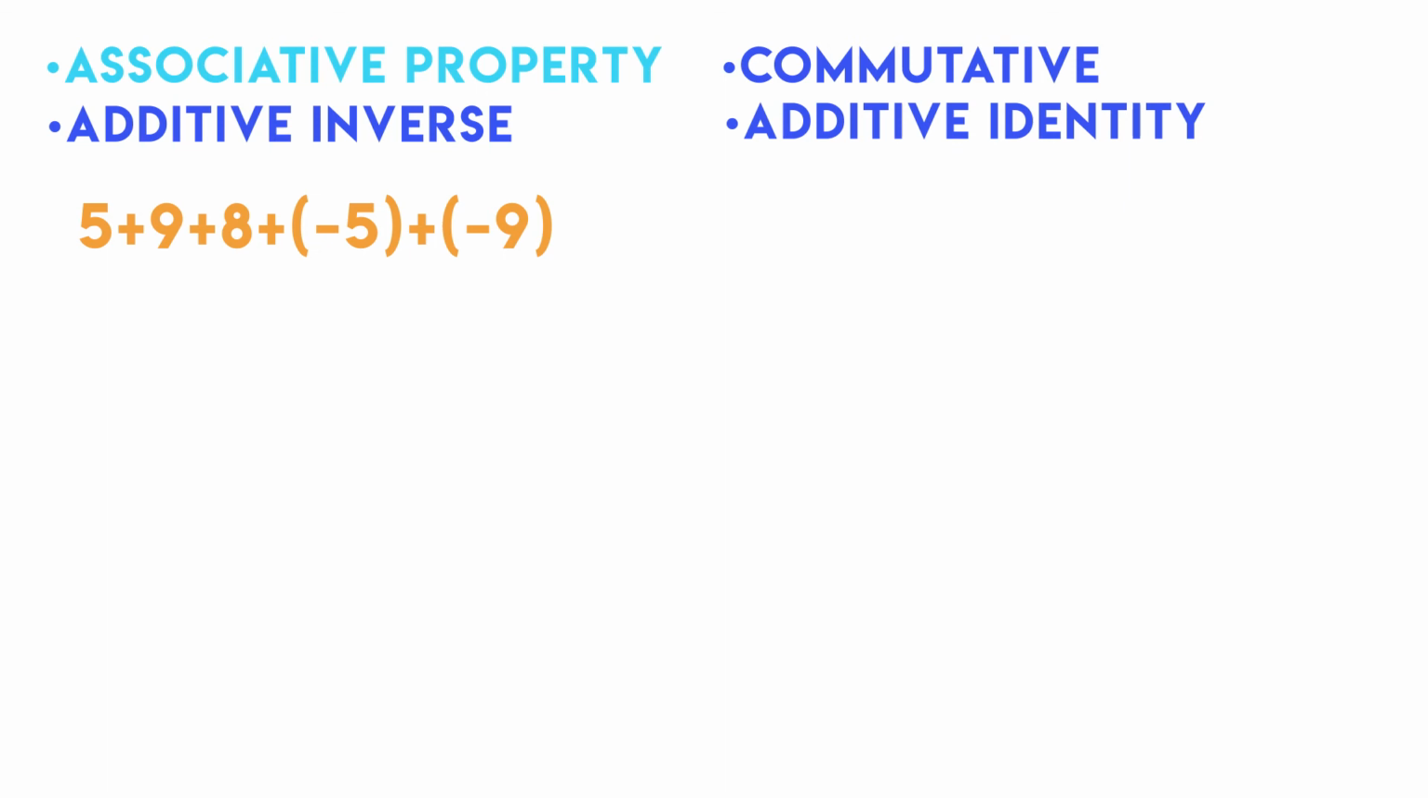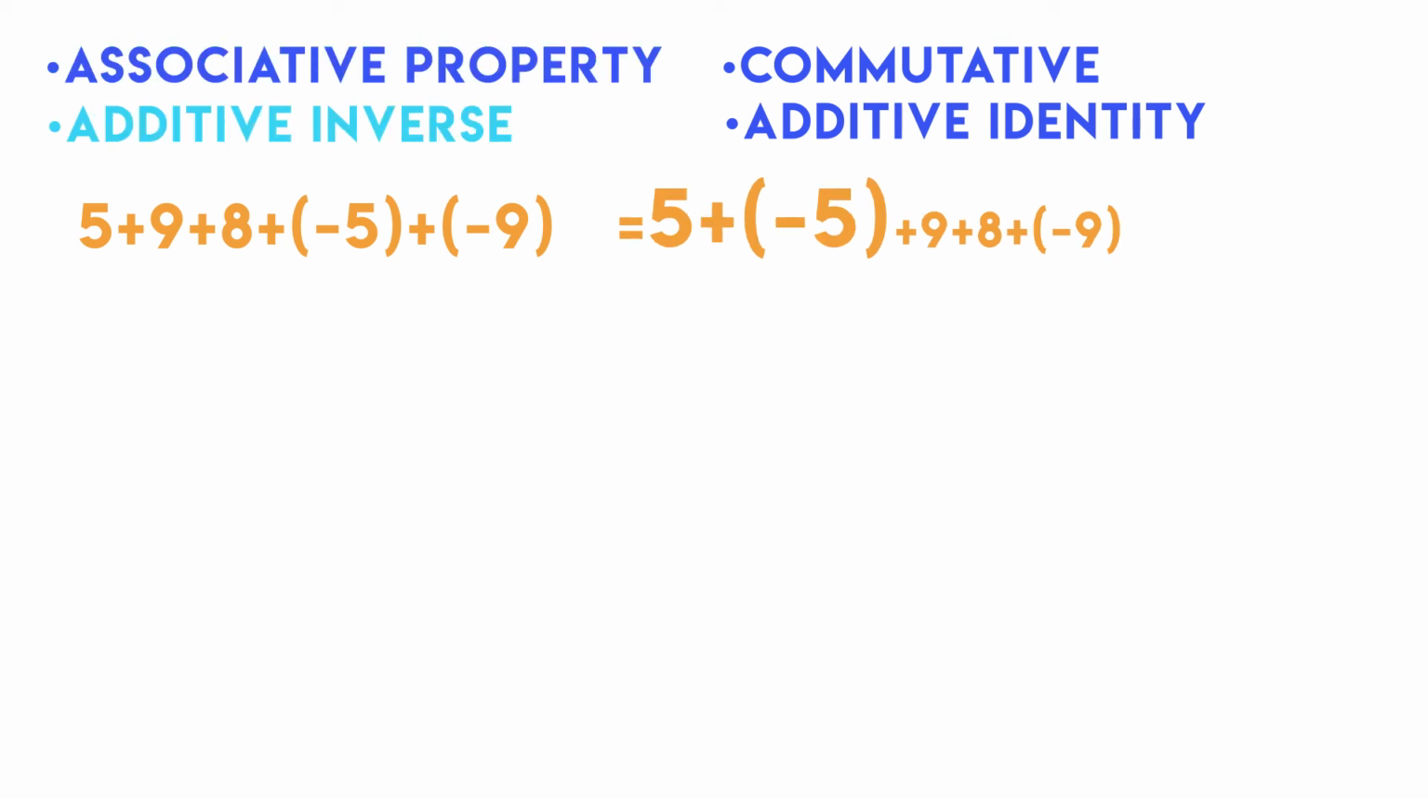By using the associative property, we can write the above problem as 5 plus minus 5 plus 9 plus 8 plus minus 9. We know that 5 and minus 5 are additive inverses and their sum is 0. So the above equation will reduce to 0 plus 9 plus 8 plus minus 9. We know that 0 is an additive identity and thus the given equation will reduce to 9 plus 8 plus minus 9.